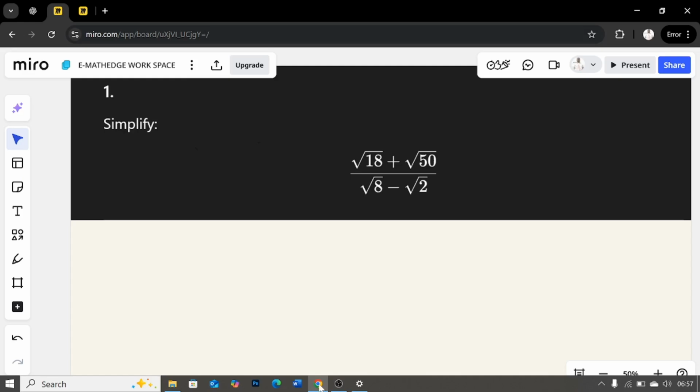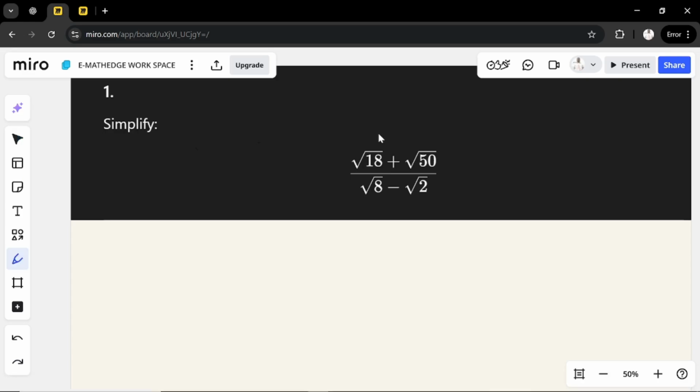So here we have a problem to solve, and the question said, simplify the root of 18 plus the root of 50 all over the root of 8 minus the root of 2. So what we are expected to do is to simplify it to its simplest form. So let's write it down.